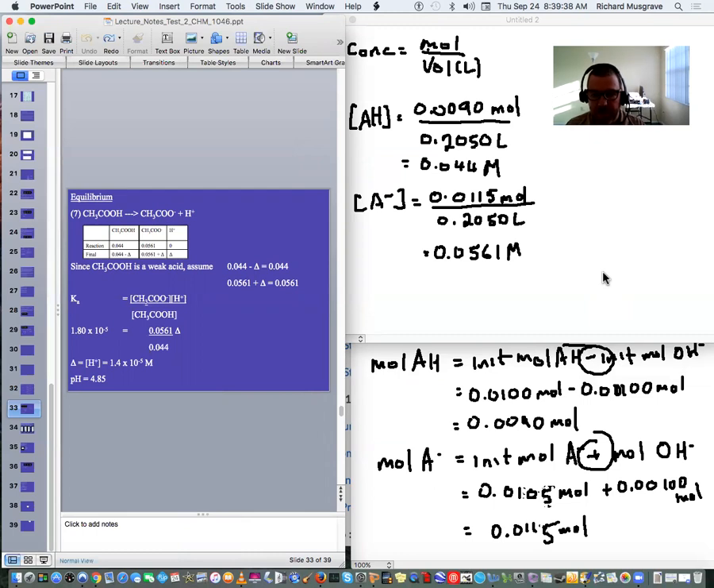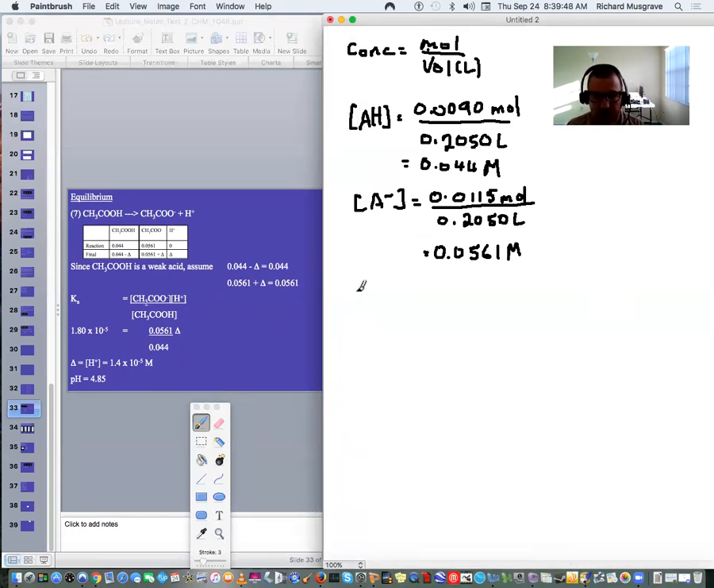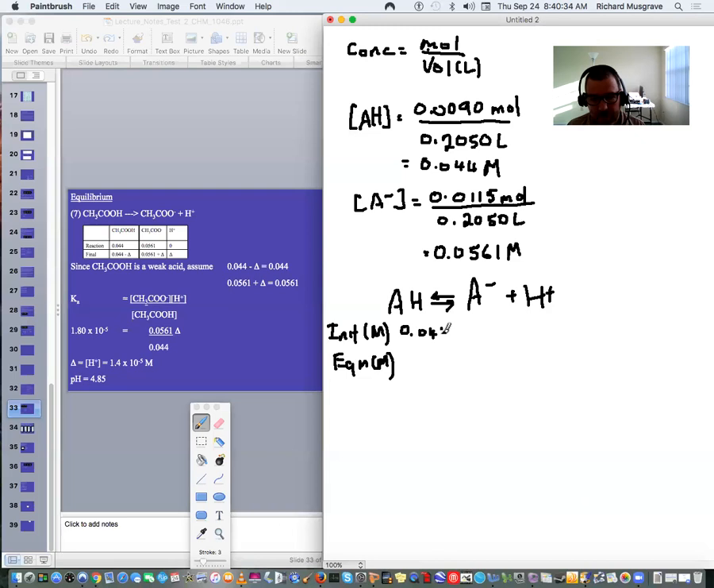So now we can do what we did previously, and we can figure out what the concentration of H plus is going to be in this final solution. So again, we have our equilibrium here, AH going to A minus and H plus. Now, understand at this point, we don't have any H plus from the dissociation of the AH, which is why we're doing this now. So the AH has an initial concentration of 0.044. The A minus is 0.0561. The H plus is 0.